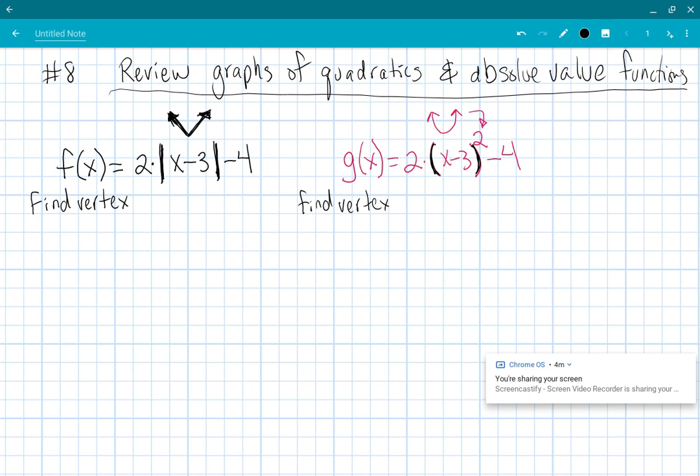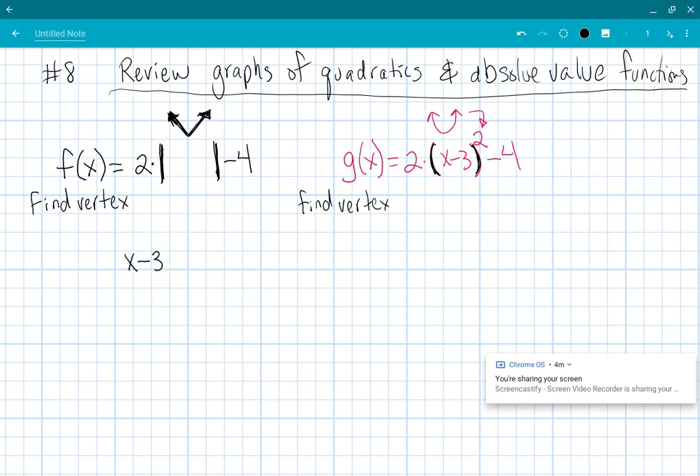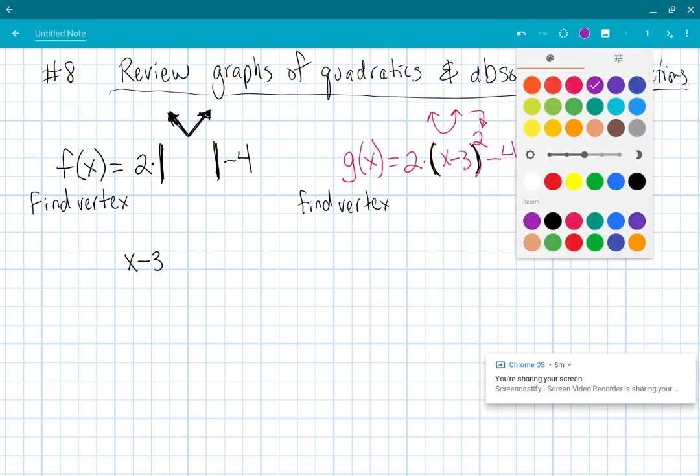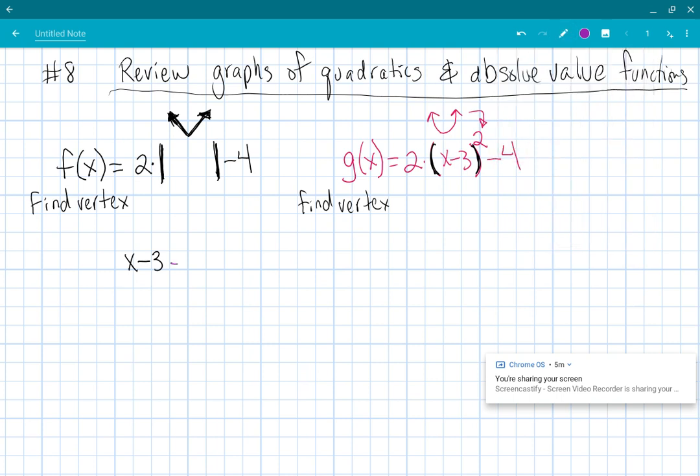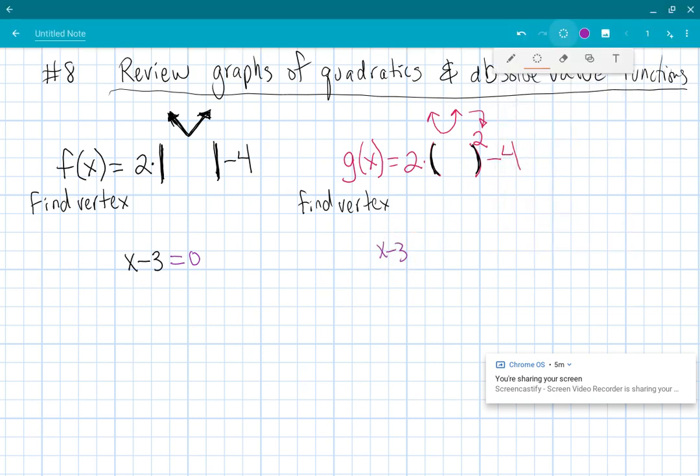So what you want to do is take this out. You're not going to be able to do that, but you can just write it, and you can say, oh, that needs to equal 0. I'm going to get better at this. That needs to equal 0. And what am I going to do for the other one with the quadratic? The same thing. I'm going to get the inside and take it out, and I'm going to say that needs to equal 0 too. Okay.